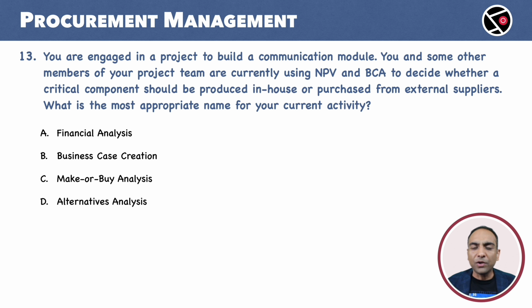We are currently using NPV and BCA. NPV is net present value. BCA is benefit cost analysis. These are techniques to assess the financial or monetary value of a deal or a project. In this case, we are using these techniques to decide whether we develop the components in-house or buy it from external suppliers. There is a term for this. It is called make or buy analysis.